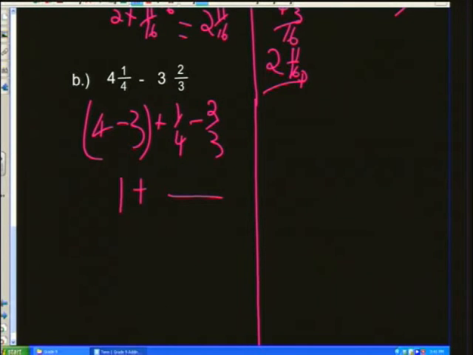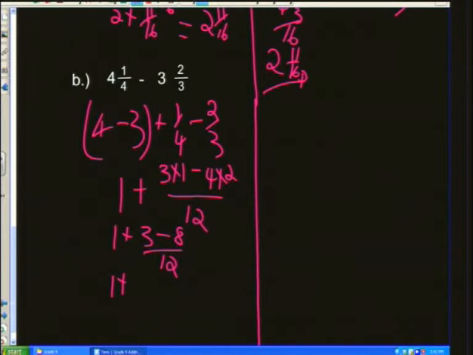What will be my LCM? Yes, it will be 12. So 4 into 12 goes thrice, I multiply it by 1. Minus 3 into 12 goes 4 times, I multiply it by 2. 1 plus 3 times 1 is 3, minus 4 times 2 is 8, over 12. Then it will be 1 plus 3 minus 8.